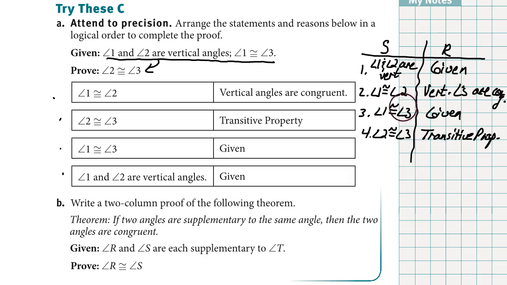For the third statement, let's put our other piece of given information down. And then for the fourth statement, it has to be the thing you were trying to prove. The thing you're trying to prove is always the last statement in the sequence of statements.